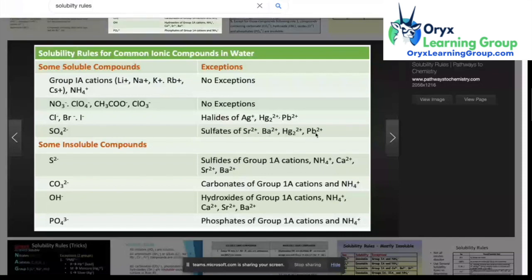Okay, then we go to magnesium carbonate. So magnesium carbonate, is it soluble or insoluble? Laura, can you answer? Insoluble. Yeah, insoluble, right? Why? So all carbonates are insoluble except group 1A and NH4 plus. So here they have given magnesium carbonate, which belongs to group 2. That's why it will be insoluble, right?